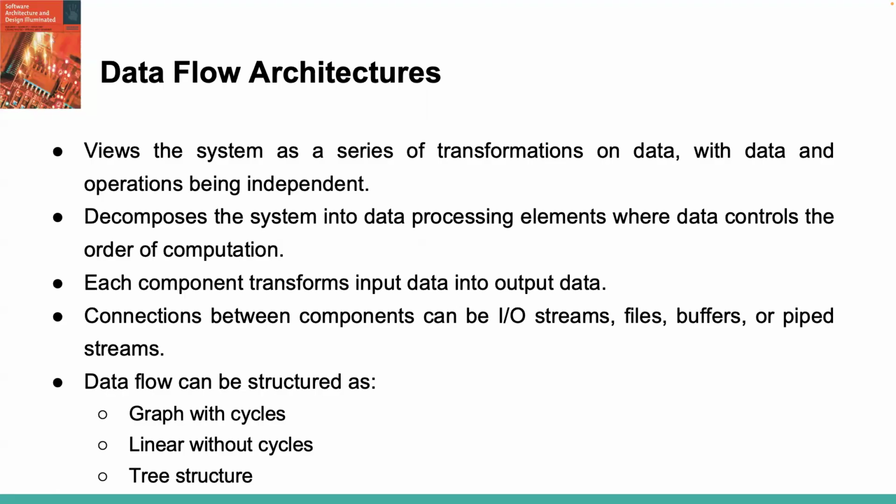In summary, data flow architecture allows us to design systems where data is transformed step by step through a series of components. Whether it's a linear pipeline, a cyclic graph, or a tree structure, the main point is that each part of the system works on the data independently and passes it along. Think about this the next time you're working with a system that processes data, whether it's a real-time application like a video streaming service or a batch system like payroll processing.